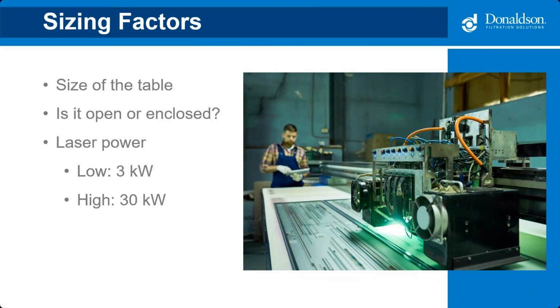It's based on a few different things, including size of the table. Larger tables generally are going to require larger airflows. If it's open or enclosed, open would require more airflow than enclosed in most cases, and the power of the laser itself. Laser powers, as many of you may know, have been advancing rapidly over the last 5 years, and currently typically range from 3 kilowatt to 30 kilowatts of power. So when sizing a dust collection system, a 3 kilowatt system will require less media area on the filters than, say, a 30 kilowatt system.